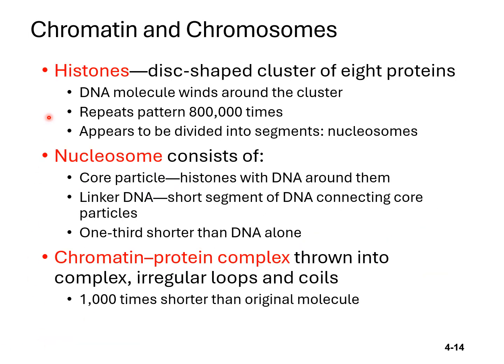So okay, the histones are a disc-shaped cluster of 8 proteins. The nucleosome consists of a core particle, the linker DNA, which is a short segment of DNA connecting core particles, and then a third shorter than DNA. It's a third shorter than DNA alone. A nucleosome is just when histone gets wrapped with DNA and becomes a small ball. Then the chromatin protein complex forms irregular loops and coils. Now it's much, much, much shorter than the original molecule.